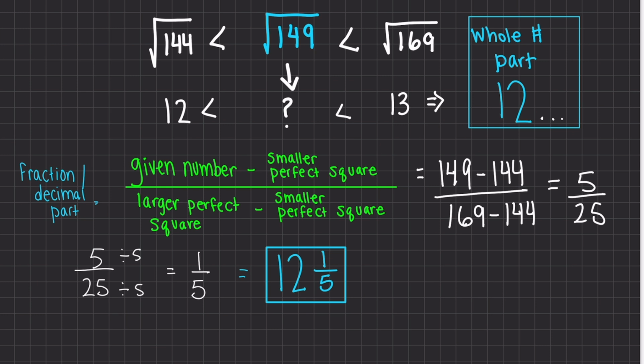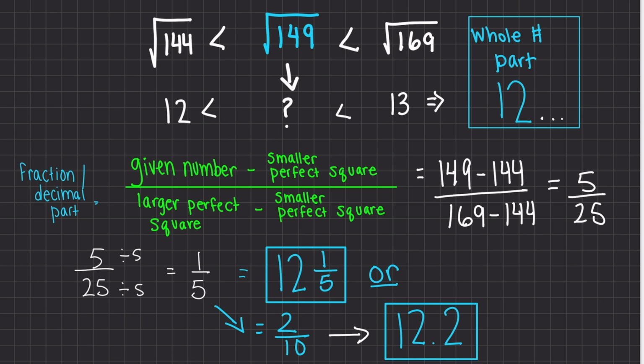But what if we had to put this in decimal form? We know that 1/5 is equivalent to the fraction 2 over 10. We're just simply multiplying the numerator by 2 and the denominator by 2. This reads as 2/10, which allows us to write our final answer as 12 and 2/10.